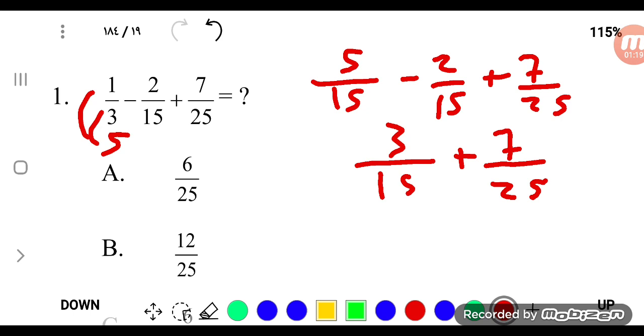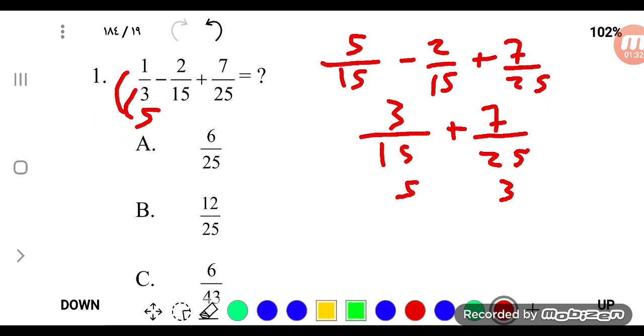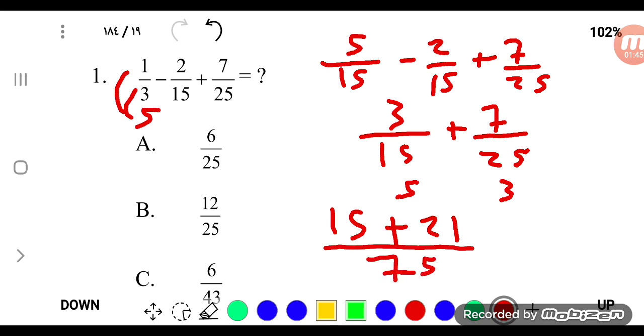Also here you need the same denominator, so multiply here by 3 and here by 5 so that you get 75 for both denominators. So you have 15 plus 21 over 75. 15 plus 21 is 36 over 75.